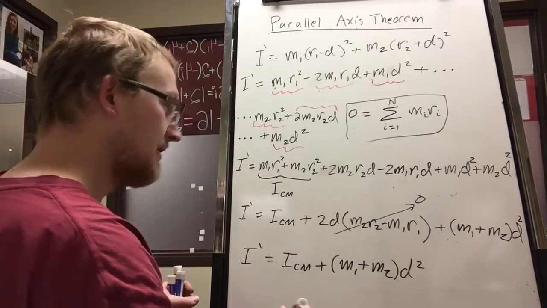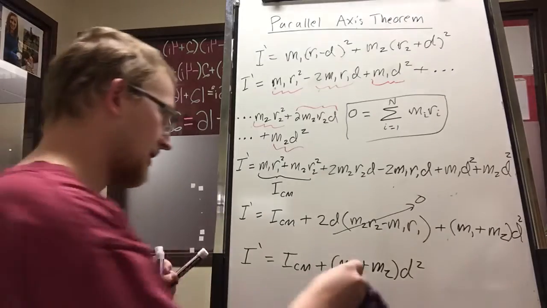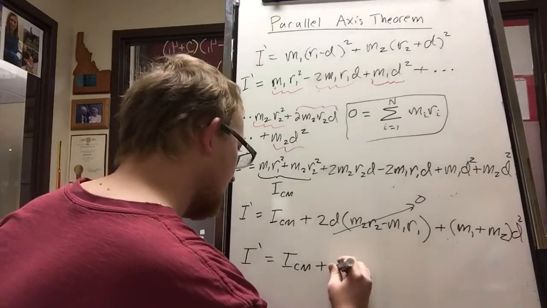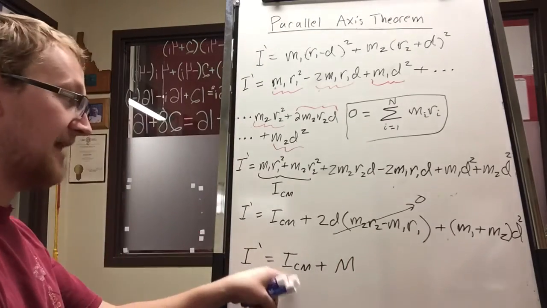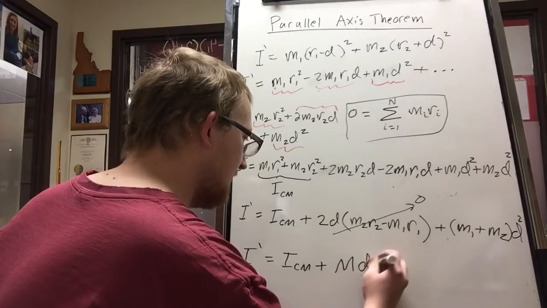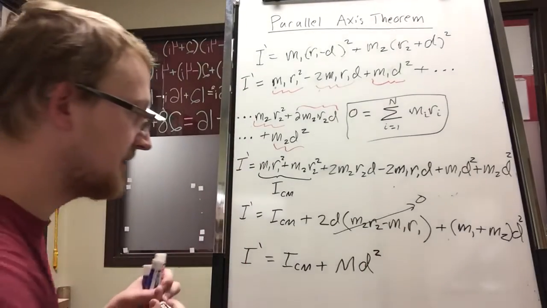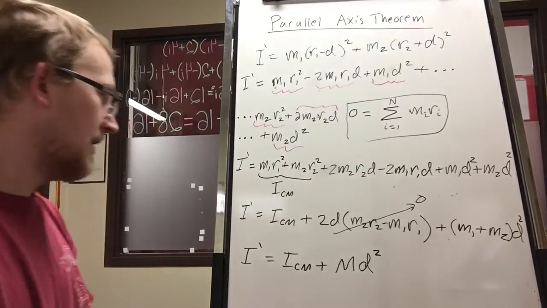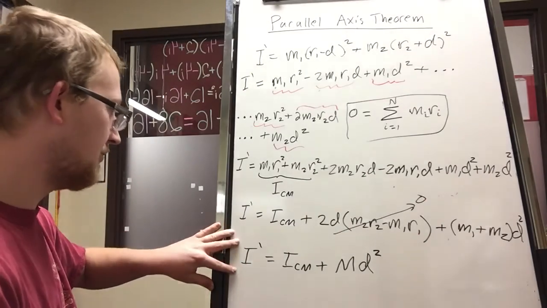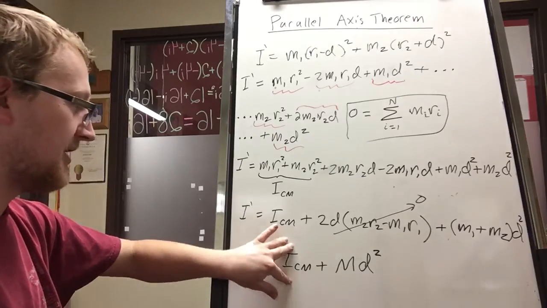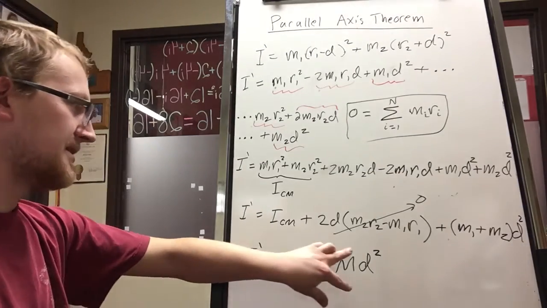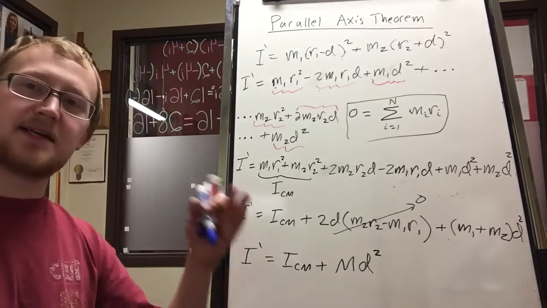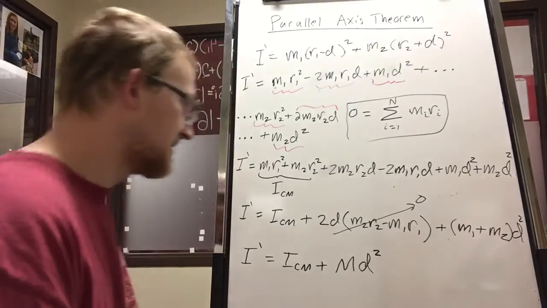And so that's where our parallel axis theorem comes from. So I prime, the new moment of inertia, is equal to the old moment of inertia at the center of mass, plus M times d squared, where d is the perpendicular distance we moved the new axis. So your new moment of inertia is equal to your moment of inertia about the center of mass axis, plus the total mass of the system, times the distance that the new axis is from the original center of mass axis, squared.